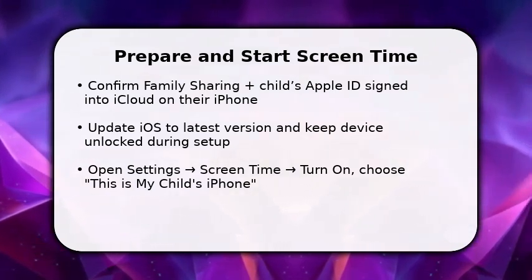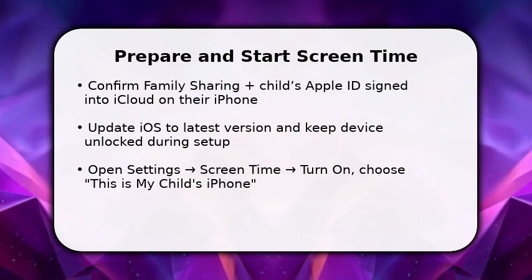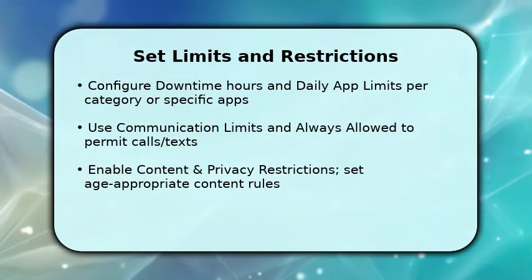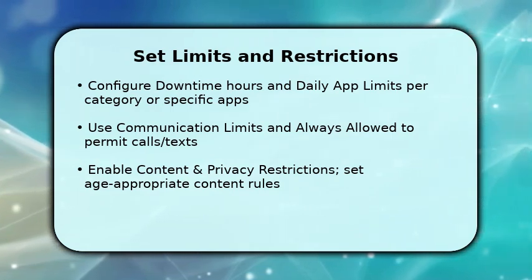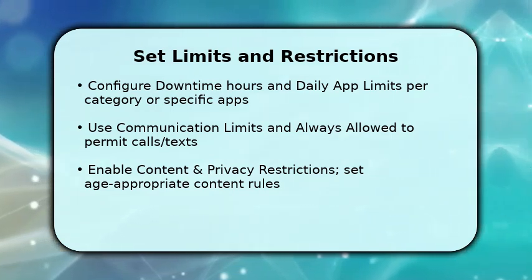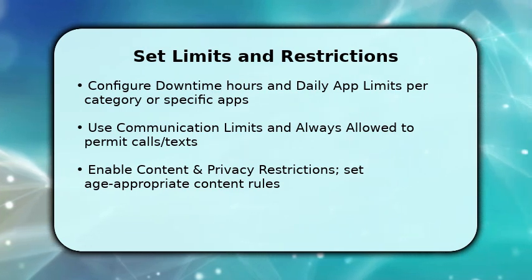Next, you define usable time and content rules. Go to downtime and pick hours when only allowed apps work. This enforces sleep and study times. Then add app limits by category or specific apps. Set daily minutes or hours and choose days individually.